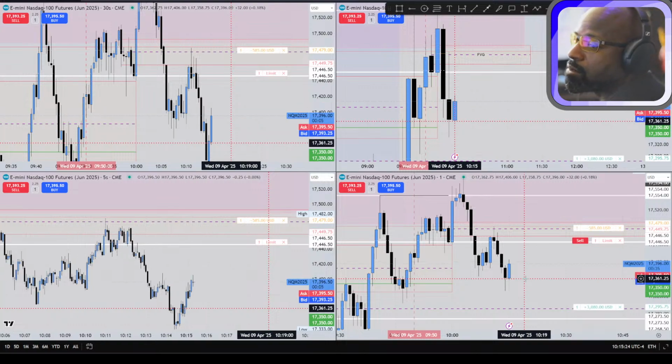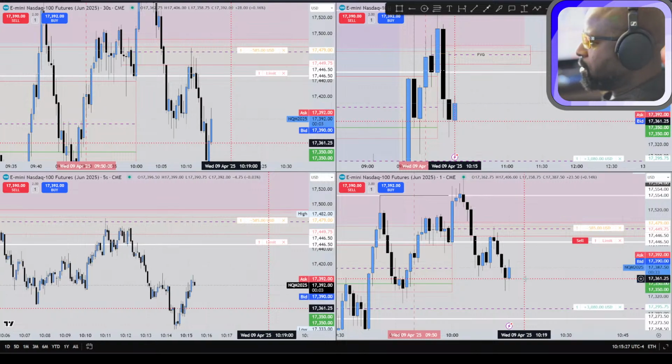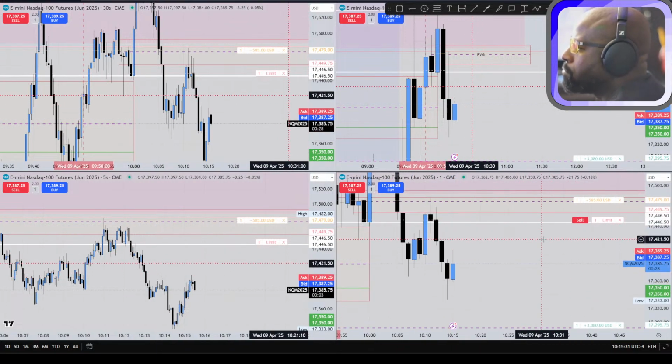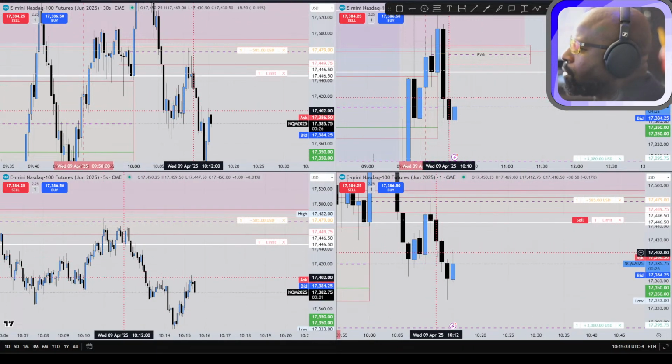I wonder if there's anything in this particular candle. There's a small imbalance here.